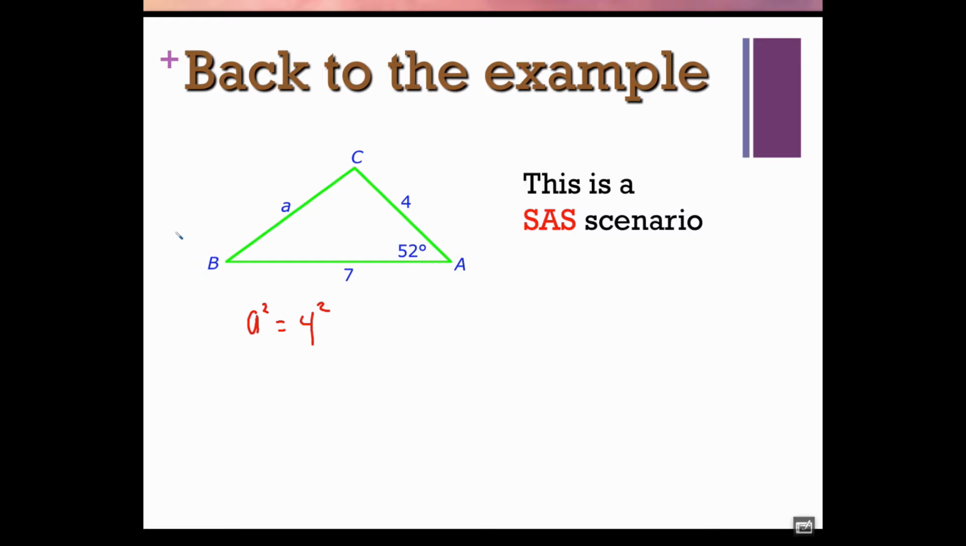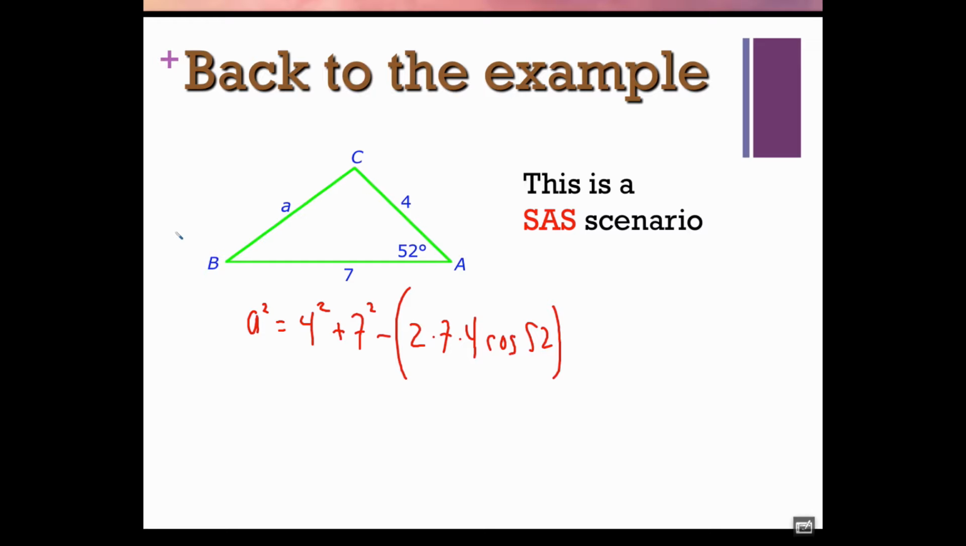Plus 7 squared, minus 2. I'm going to throw parentheses in there. Cosine of A. Oh, we know A. Oh, 52. There you go. Unfortunately, that's the easy part.